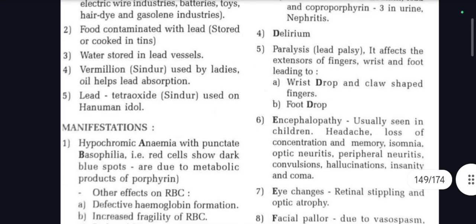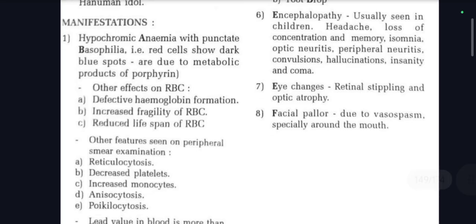Now, what are the manifestations? Number one, hypochromic anemia with punctate basophilia, that is, red cells show dark blue spots. These are due to metabolic products of porphyrin. So you are going to observe hypochromic anemia in persons with lead exposure, and not just hypochromic anemia but punctate basophilia. What is punctate basophilia? The RBCs show dark blue spots, and that is nothing but punctate basophilia.